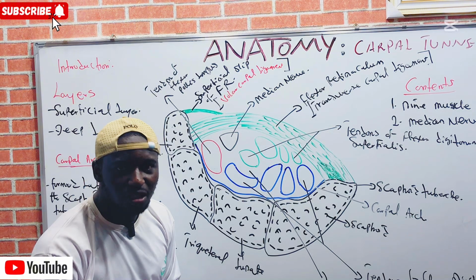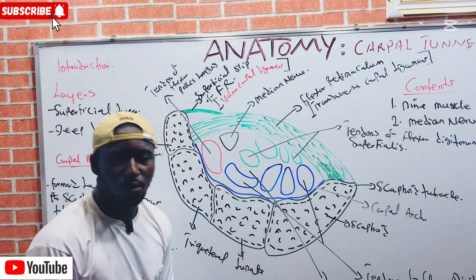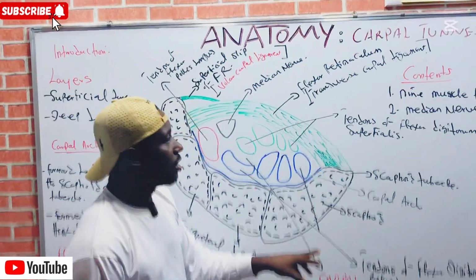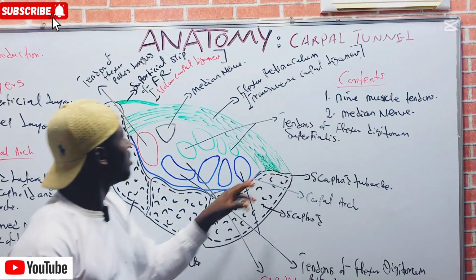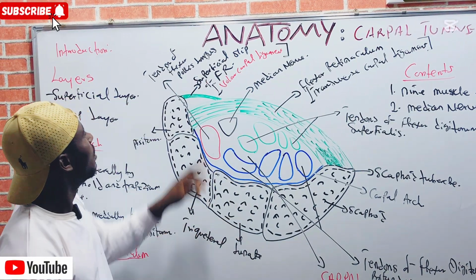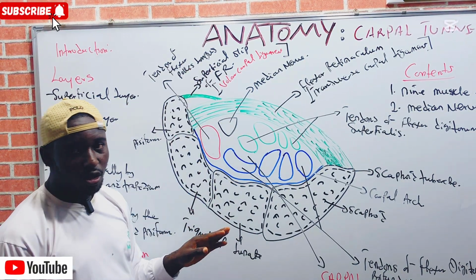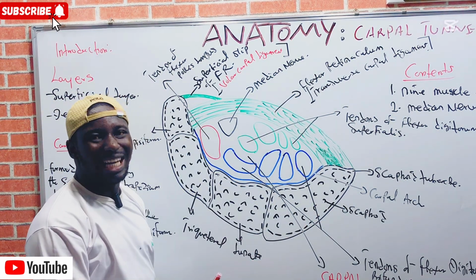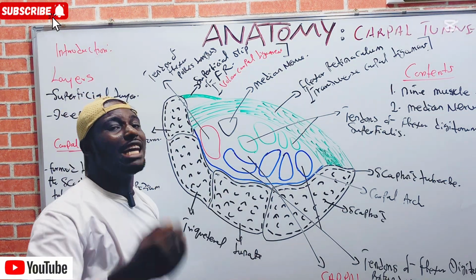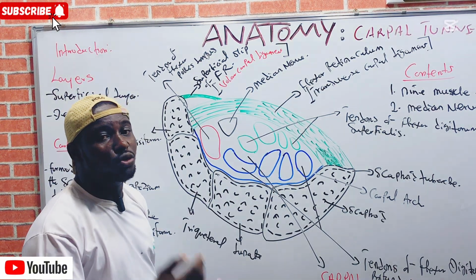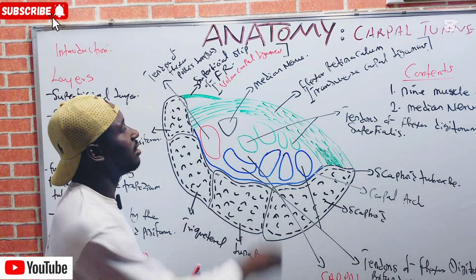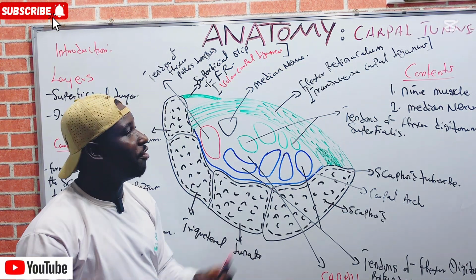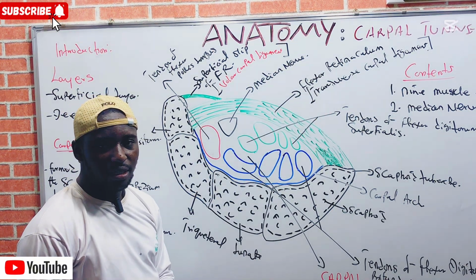Now, what are the structures that pass deep to the flexor retinaculum? We have the what? The tendons of the flexor digitorum profundus, the tendons of the flexor digitorum superficialis. We have the median nerve, and we have the what? The tendon of the flexor pollicis longus. So these structures pass deeply to the what? The flexor retinaculum. That means they enter the carpal tunnel. But the structures I mentioned previously do not pass through the carpal tunnel, because they descend superficially to the what? To the flexor retinaculum, you get.